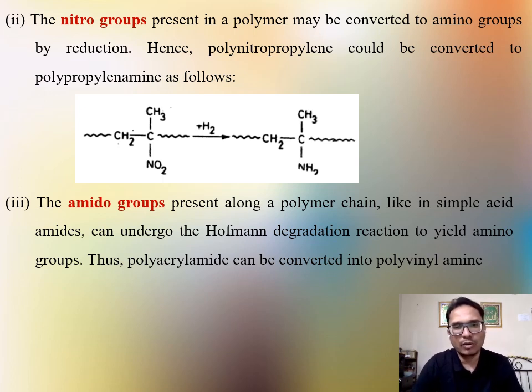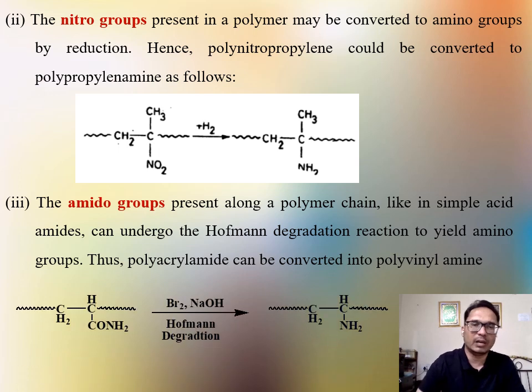Similarly, the amido groups present along a polymer chain, like in simple acid amides, can undergo the Hofmann degradation reaction to yield the amino groups. Thus, the polyacrylamide can be converted into polyvinyl amine by reaction with bromine in NaOH, which will undergo the Hofmann degradation reaction.